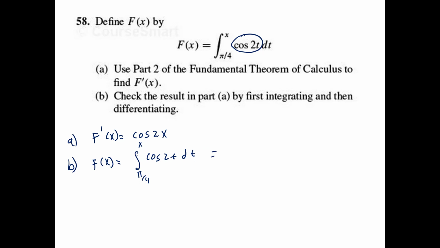This is a definite integral. So to evaluate this definite integral, I need to come up with an antiderivative for the cosine of 2t. We could do a u substitution, but I'm just going to go ahead and build it.